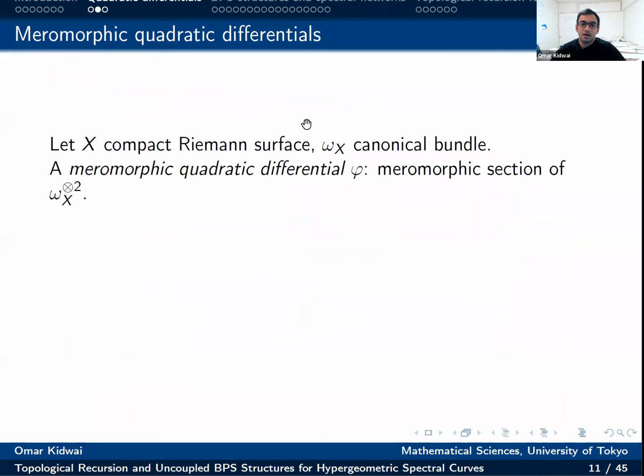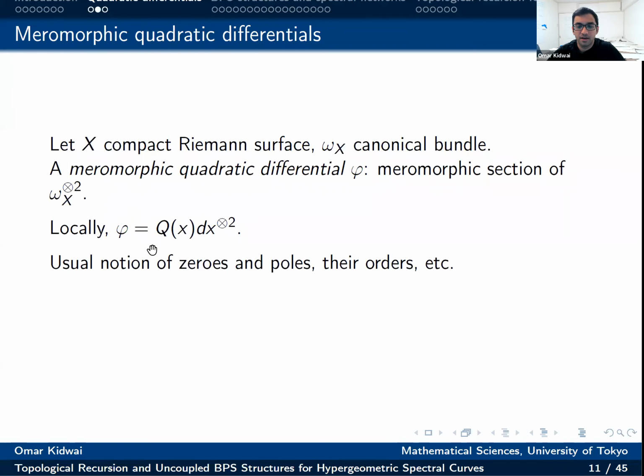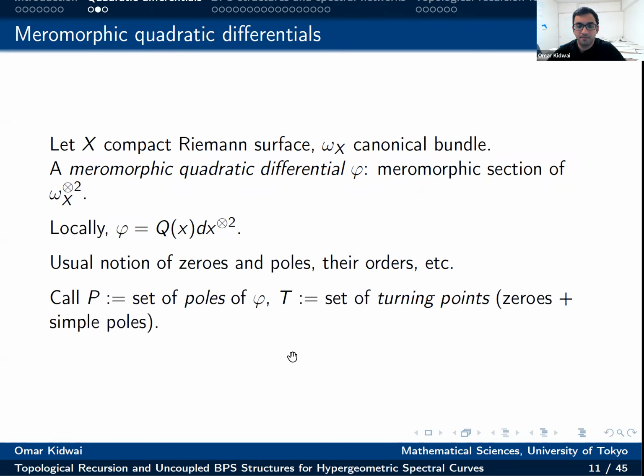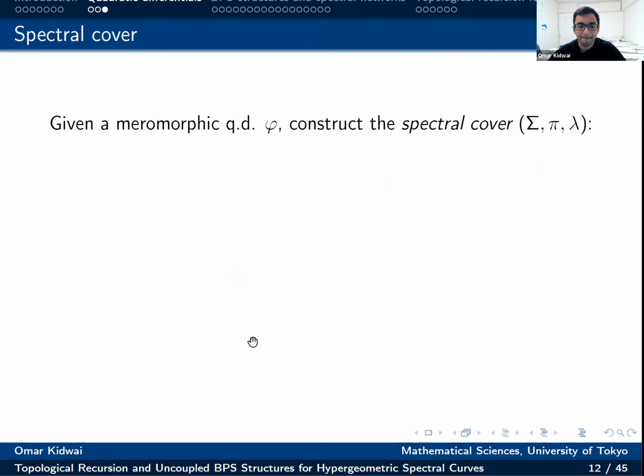Okay, so we have a compact Riemann surface, and we can talk about meromorphic quadratic differentials on it. That's just a meromorphic section of the square of the canonical bundle. Locally, that means concretely that you just have a function times dx squared. I can talk about the zeros and the poles and all their orders. I'll denote the collection of poles by P, and I'll call the zeros as well as the simple poles the turning points, because simple poles, it turns out, play a similar role to zeros. So zeros and simple poles are called turning points.